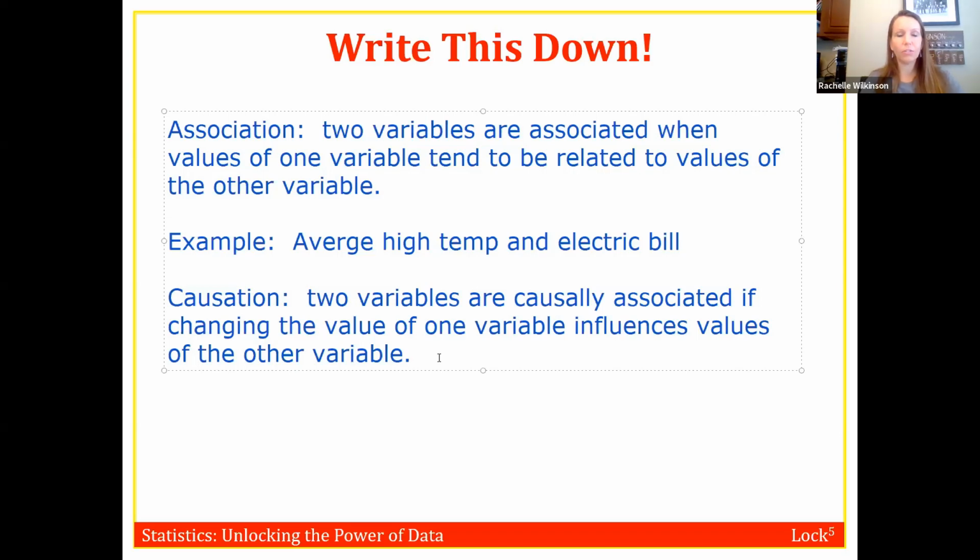So I'll write that down here. Association is not causation. Whoops, I don't know why I jumped up there.